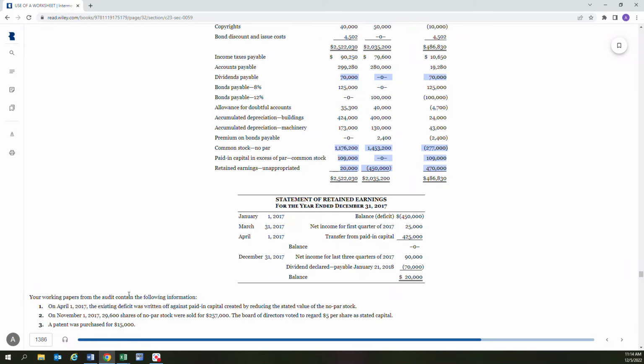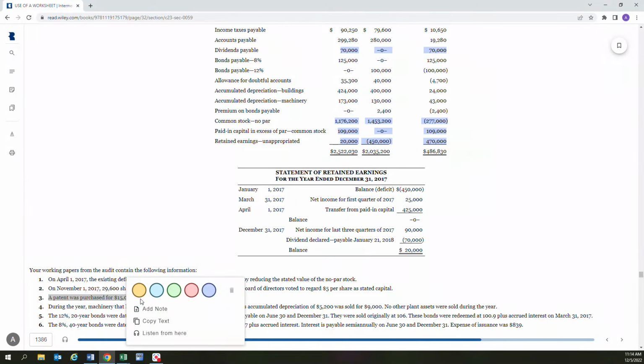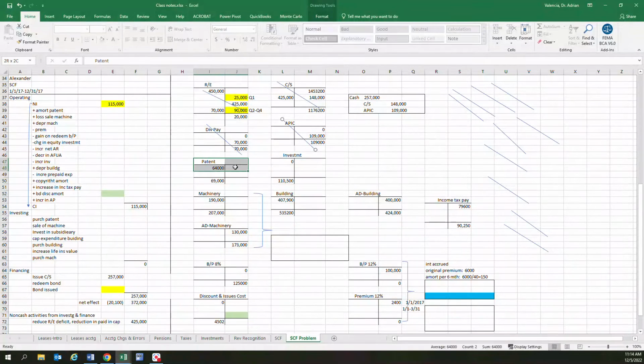Okay, so the next item they tell us, first we're going to tackle the given information. A patent was purchased for $15,000. So let's go ahead and create the T account for patent. Here it is. Started out with 64,000. It ended with 69. So I'm going to debit the patent. That's the actual transaction that occurred, and credit cash. So that credit to cash is what we're going to go in here and say purchase patent minus $15,000.